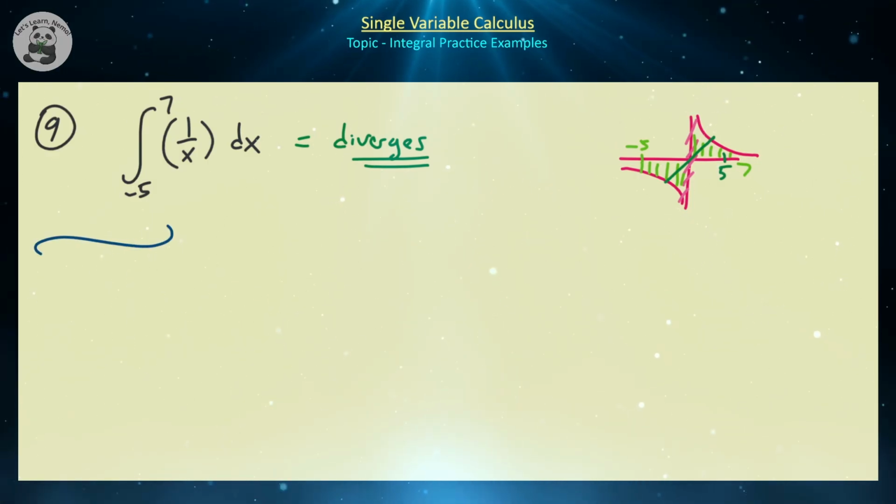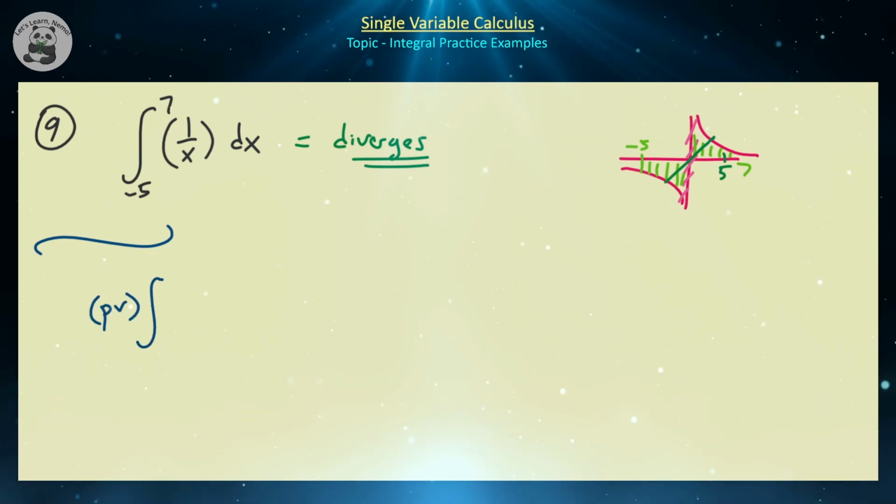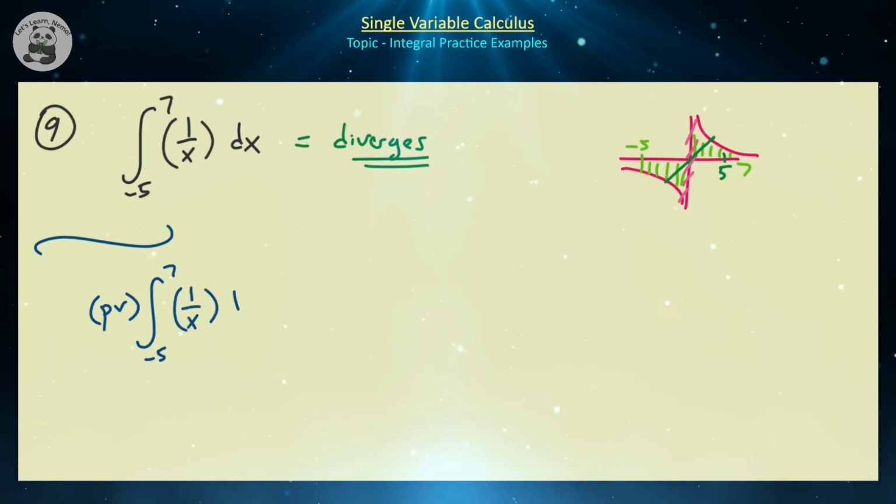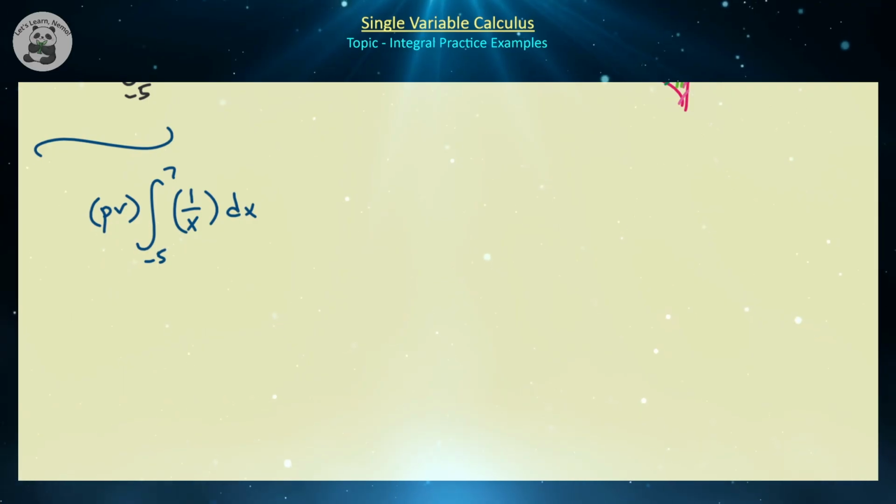So that particular problem is called the principal value integral, which we denote as PV of the integral from minus 5 to 7 of 1 over x dx. Now this integral will converge because we're looking at, in some sense, the principal value of what this integral should be if we're allowed to cancel those infinities. So what we're going to do is partition this integral around that singularity at 0.